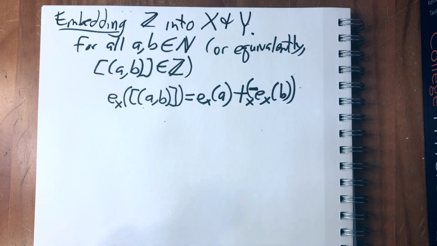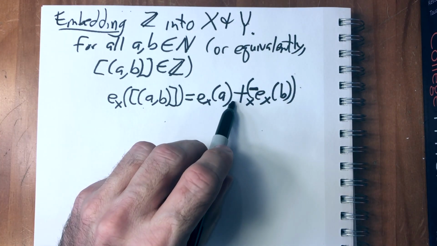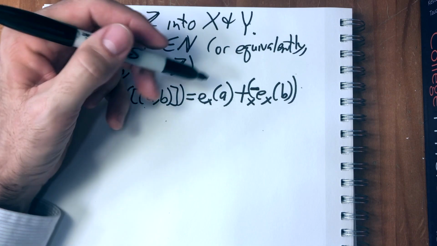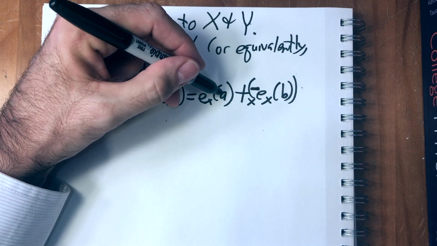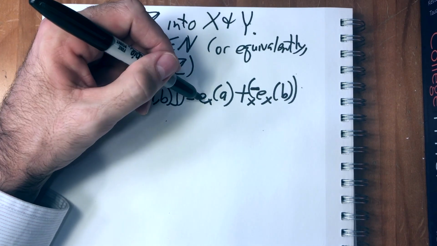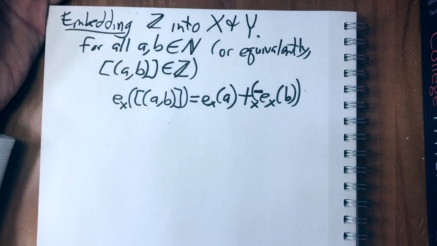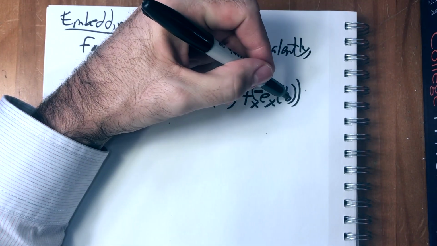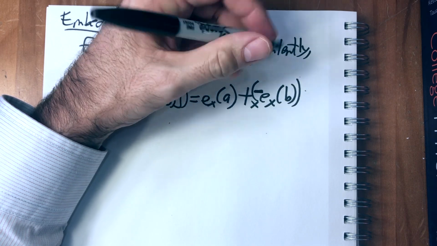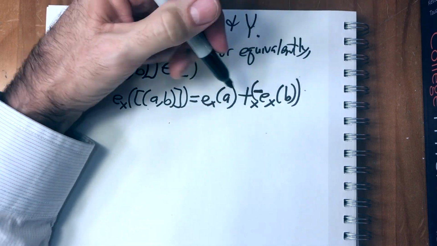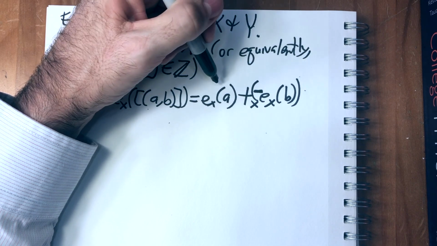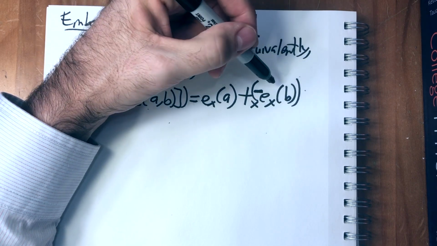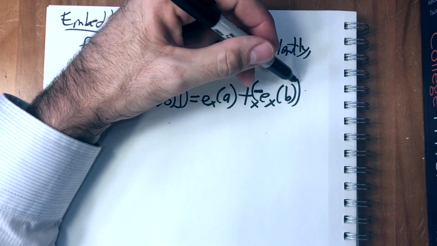The number that we're sending it to is, this is a natural number. So this is the natural number a embedded into x using our embedding from the natural numbers, plus the natural number b embedded into x. We're taking the additive inverse of that and we're adding those two numbers: a embedded in x plus the inverse of b embedded in x.